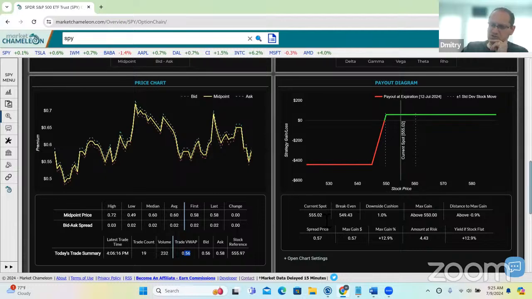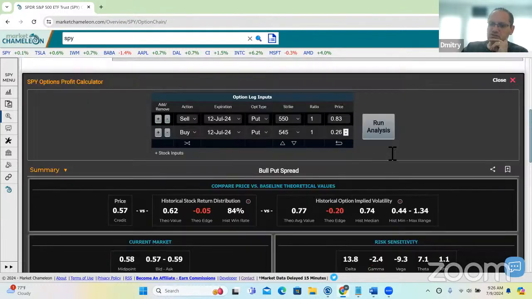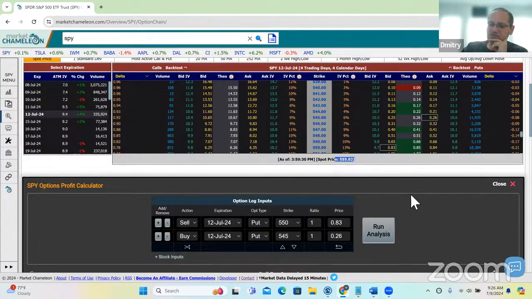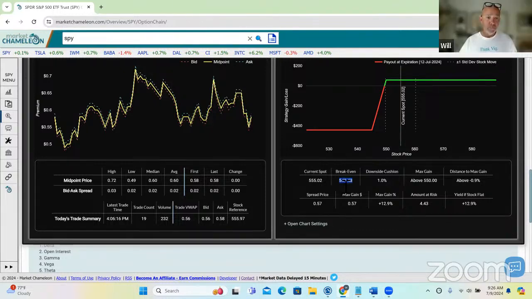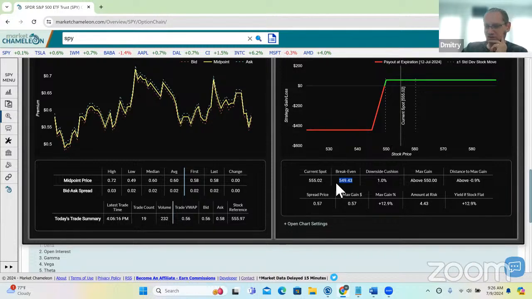We see right now the spot was 555.02. Right? That's where the spot was of this last snapshot, 555.02. Well, our break even here is 549.43 because we sold the 550 put and bought the 545 put, right? So if it goes below 550, we start losing, but we did receive a credit of 57 cents. So our break even is 549.43.